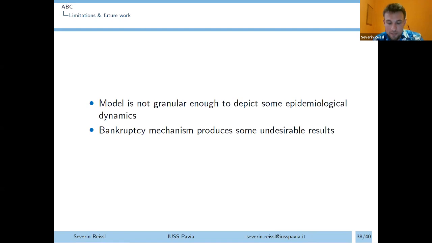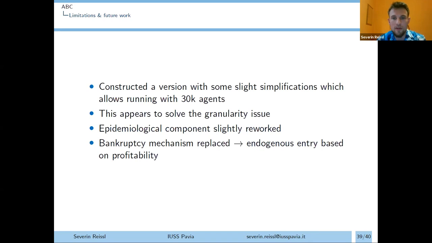So we've now constructed a version of the model with some very slight simplifications that allows us to run the model with 30,000 agents instead of 2,500. This is work that we are doing now with another co-author, Enrico Turco. And this 30K agents version of the model does indeed seem to be better able to reproduce realistic looking epidemiological curves also beyond the first wave. Then we also slightly reworked the epidemiological component of the model.